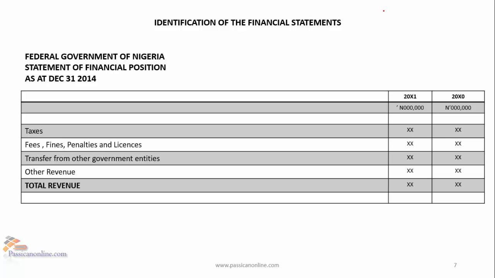For example, if Federation of Nigeria is reporting on a financial statement, this will include the federal government, the 36 states and 774 local governments, the reporting date or the period the financial statement covers, the presentation currency, and the rounding amount that is being used in the preparation of the financial statement.